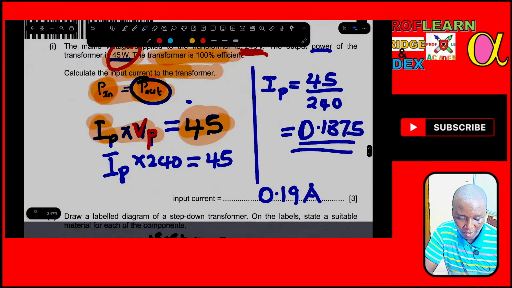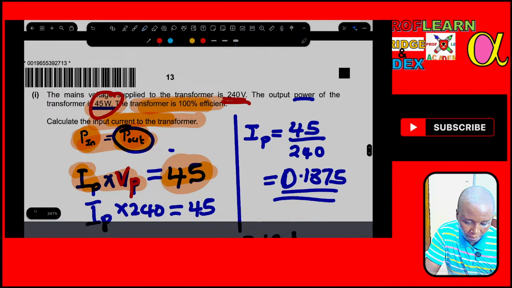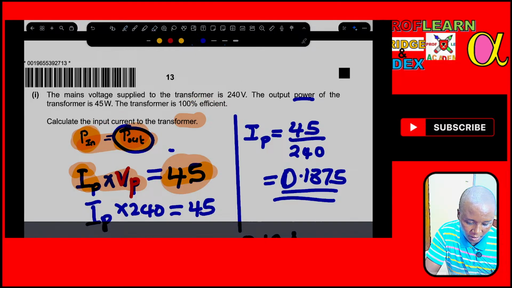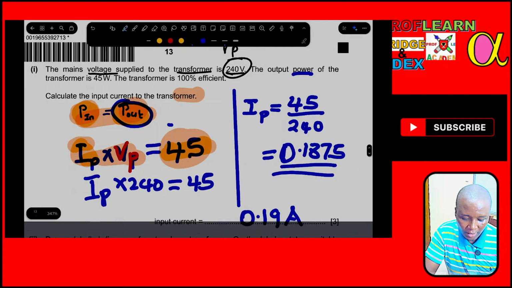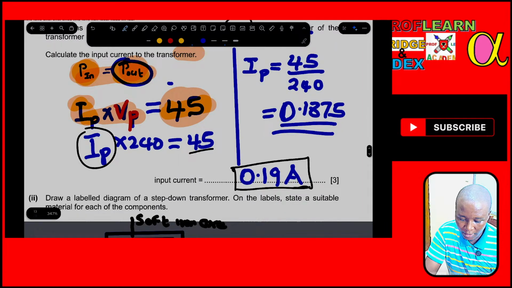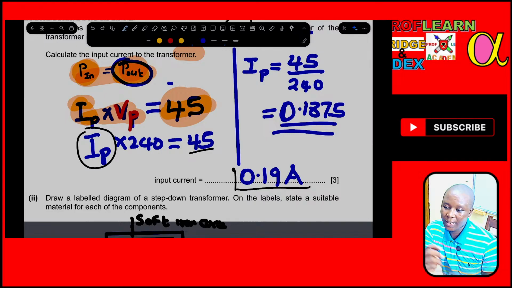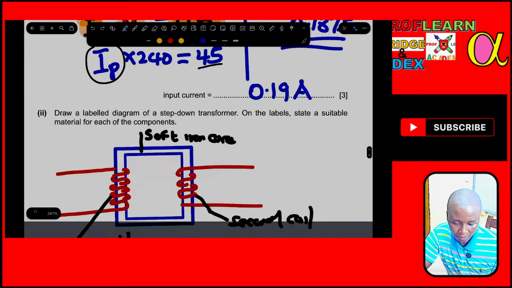So we shall now say the power out, which is 45, is equal to current in the primary coil times 240, because you are told the main supply voltage was 240. That was the voltage in the primary coil, but we are working out the current in the primary coil. So you can take 45 divided by 240, and that translates to 0.19 amperes, and that is exactly what we were supposed to do.